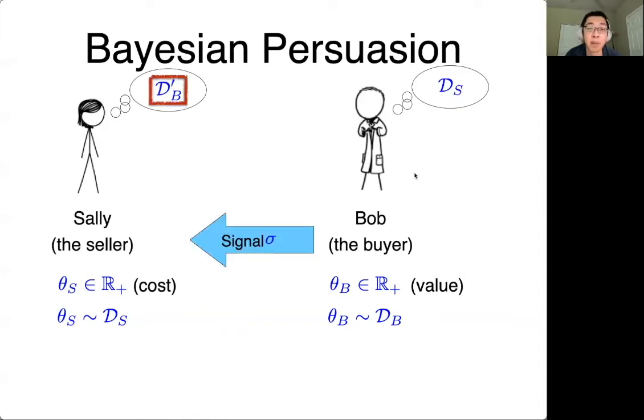And then Bob can send some signal sigma to update Sally's perception. And Sally, when she receives the signal, will update her perception about Bob's private value into this dB prime. And then she will set the price P depending on dB prime and her private cost.